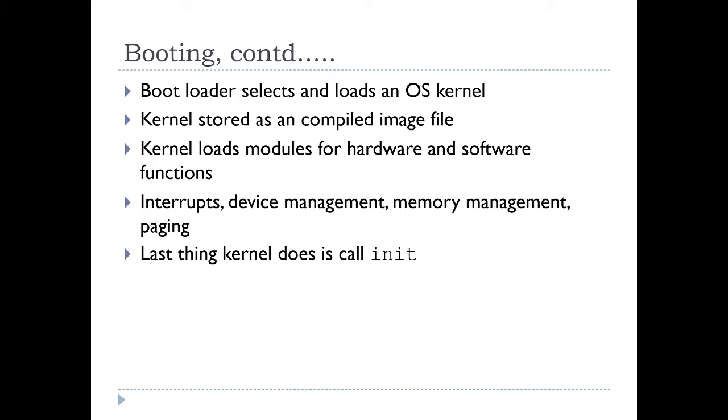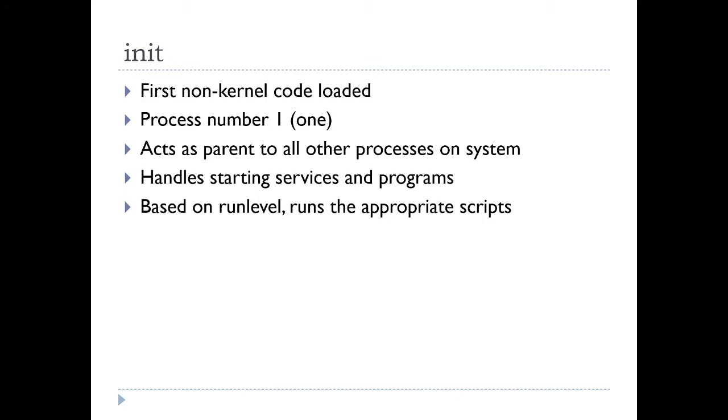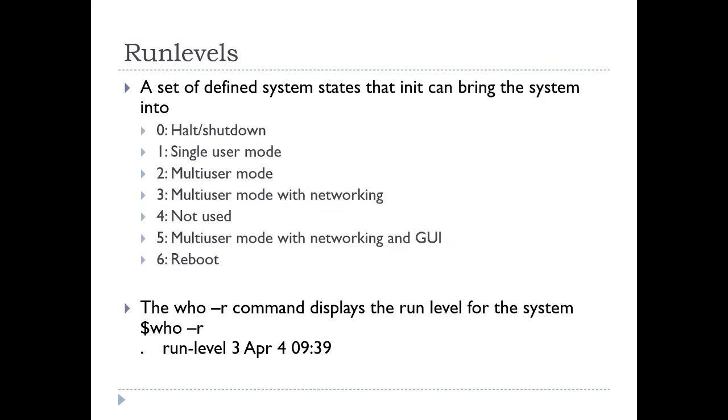Once the booting process is over, it initiates the init process. Now, the init process is the first non-kernel code loaded into the memory. The process ID or the process number of the init process is 1. And this init process acts as the parent to all the other processes on the system. It handles all the starting services and programs to be worked on by the programmer. Based on the run level, the init process runs the appropriate scripts. Depending upon the run levels, the init process initiates the system into one of the following.